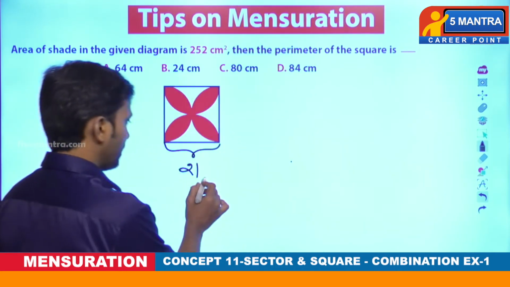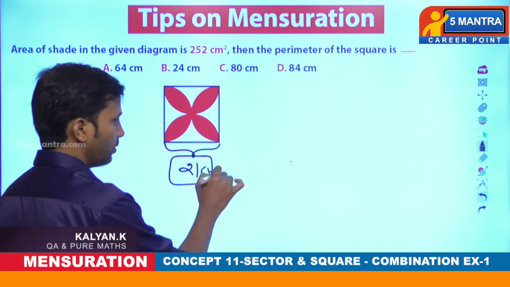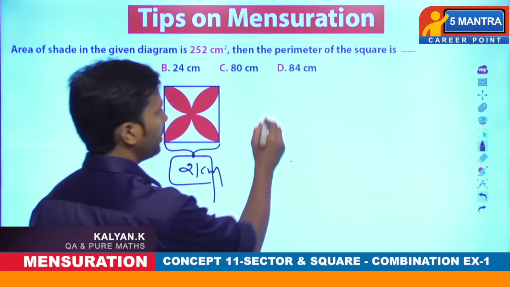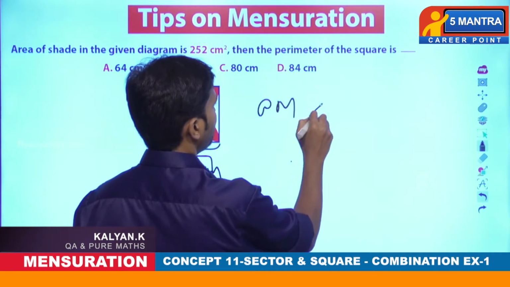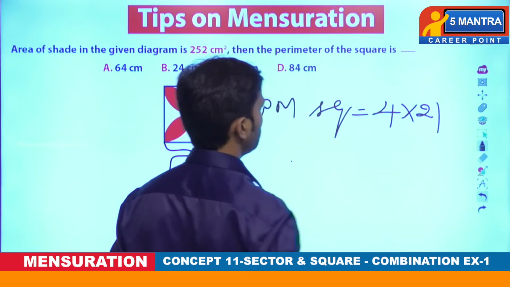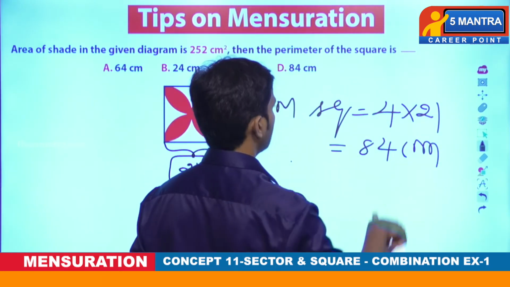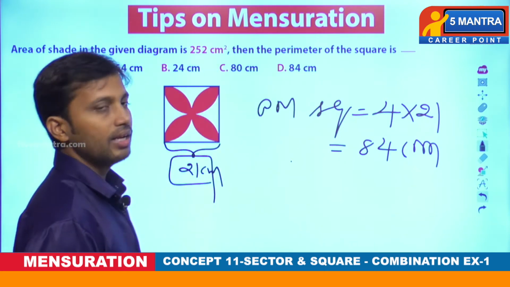So now what is the value of the side we got? 21. So what is the perimeter of the square? The perimeter of the square would be 4 times the side. That would be 4 into 21. 4 21s how much? 84 centimeters. 84 centimeters is your answer.